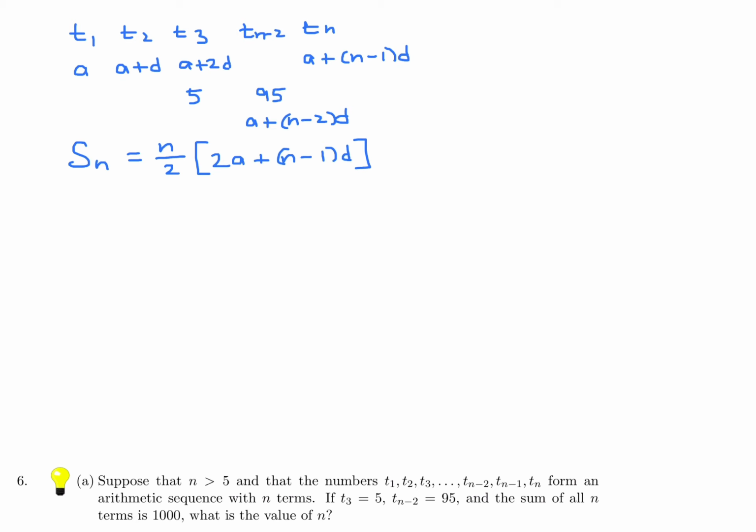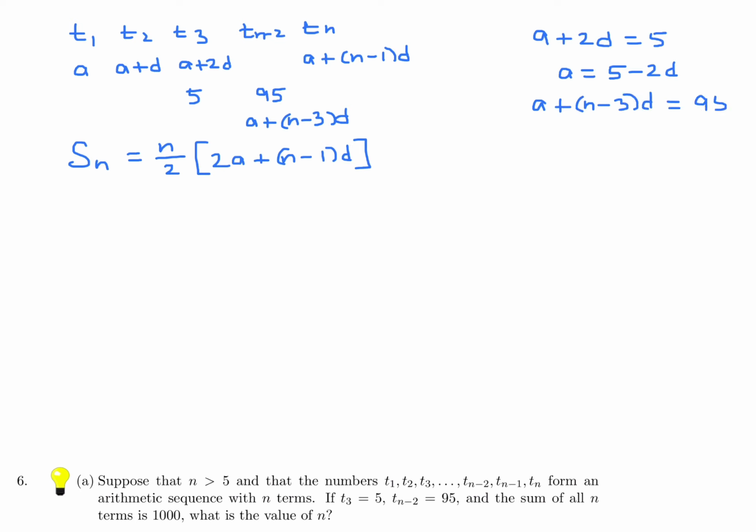So let's work individually. The first one is a plus 2d is equal to 5. Okay, so that means a is equal to 5 minus 2d. Let's see if that helps us later on. The next piece of information is going to be, sorry, this should have been an n minus 3. Don't make that mistake. So the next piece of information, when corrected, is a plus (n minus 3)d is equal to 95.